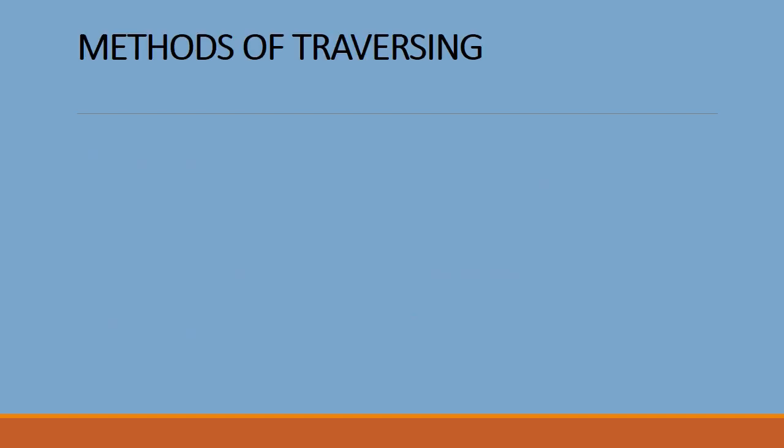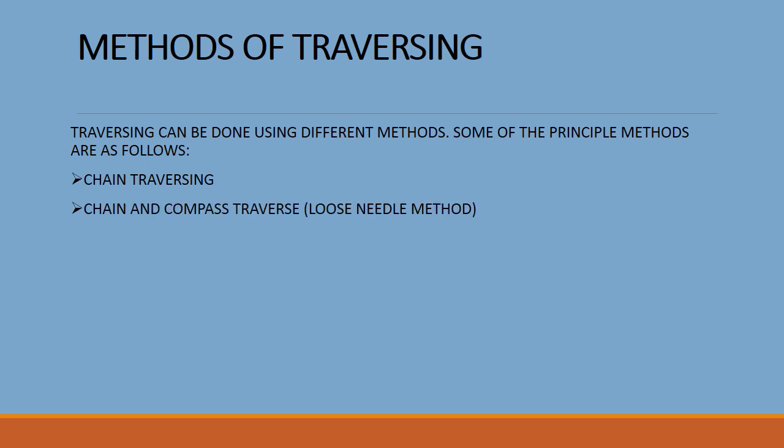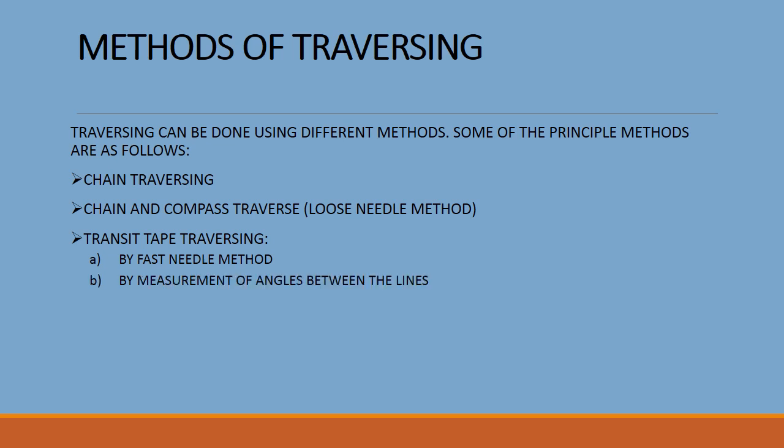Now let us see what are the methods of traversing. Traversing can be done using different methods. Some of the principal methods are mentioned here as follows. The first one is chain traversing. The second one is chain and compass traverse, which is also known as loose needle method. Then the next one is transit tape method. Under transit tape traversing, we have the first one as fast needle method, and another one is by measurement of angles between the lines. Then the next one is plane table traversing. Now let's try to make it more clear. What is chain traversing? What are chain and compass traverse, transit method, and plane table traversing?